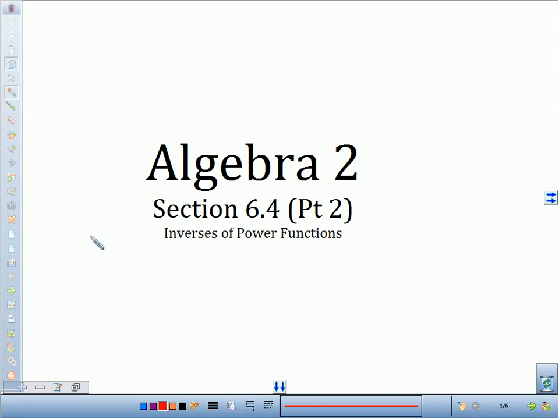These are the notes for Algebra 2, Section 6.4. This is Part 2 of dealing with inverse functions. And we're going to be looking specifically at inverses of power functions. That is, inverses of functions where we have x to the second, x to the third, x to the sixth, and so on. Now let's dive right into it.